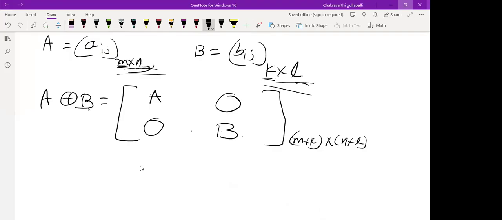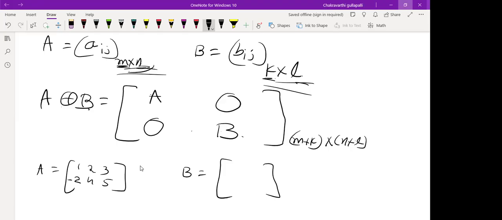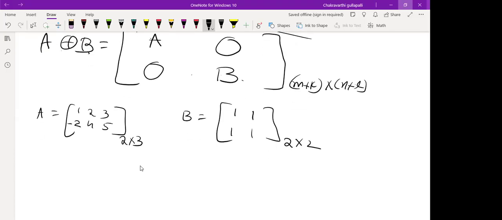It is also called direct sum. I'll show you. This can be used for any number. Suppose C is there, A, B, C will be arranged, remaining all 0. So, for example, I take A as one rectangular matrix, and B as a square matrix. This is 2 by 3. This is 2 by 2. In matrix addition, we cannot add. But here we can have A direct sum B.